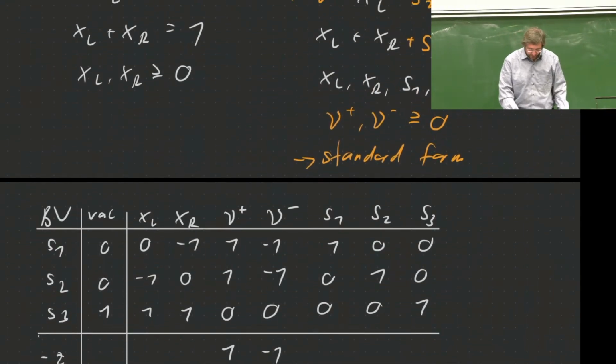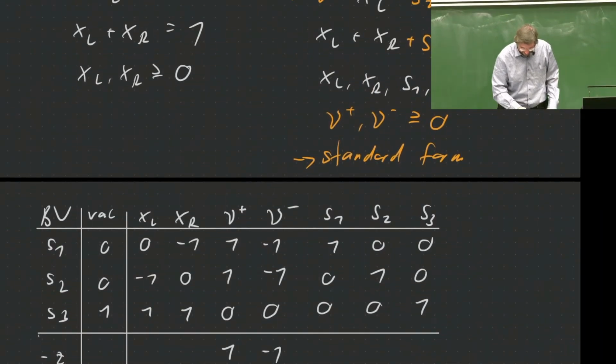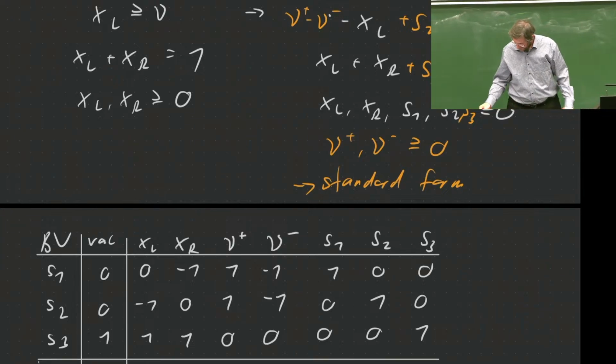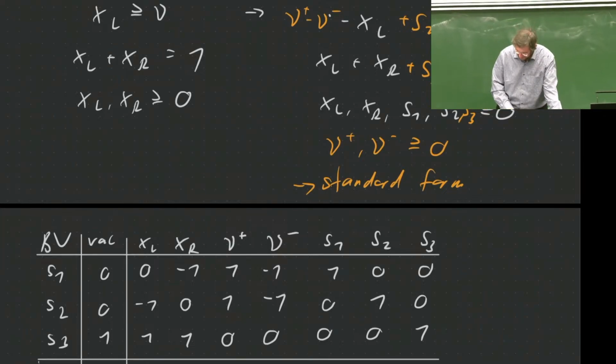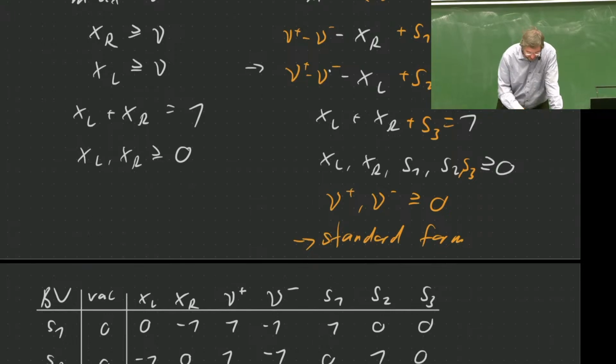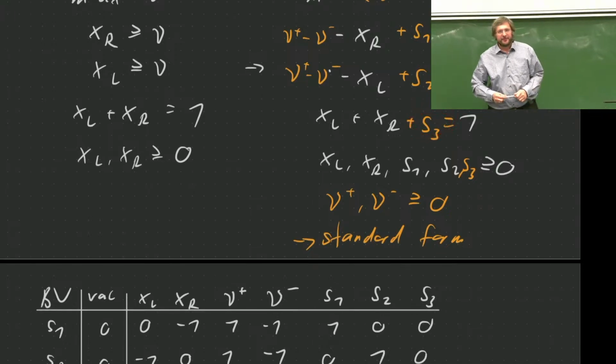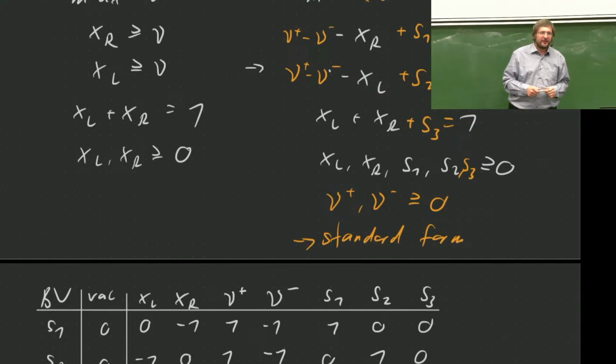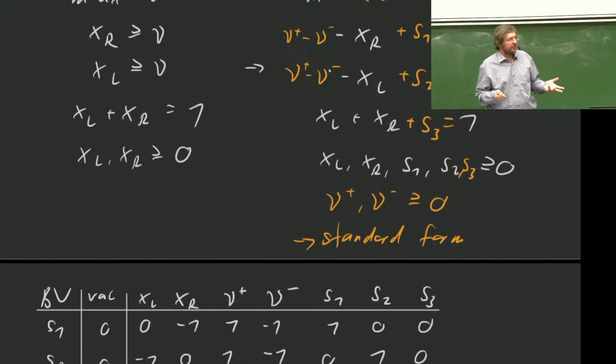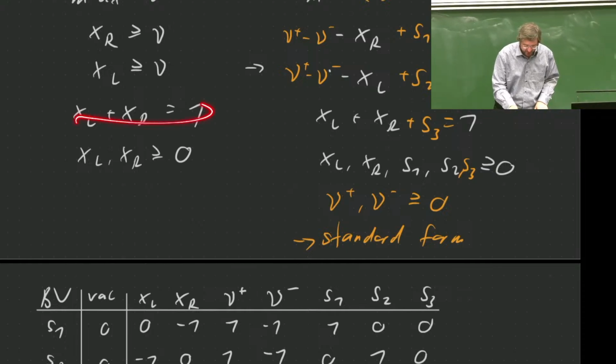And then there's one more thing we need to take care of. And that is we need to get rid of that S3 entry here, right? In the solution that we want, the S3 actually has to be 0. Otherwise, this equation wouldn't be satisfied.